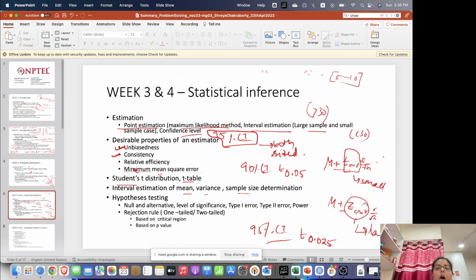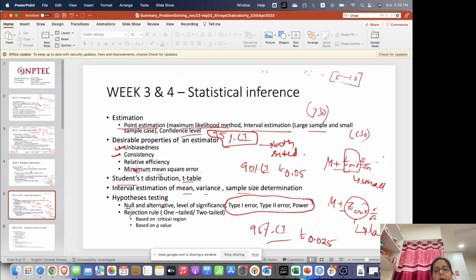Also, we learnt about hypothesis testing, what is null, what is alternative, what we mean by a level of significance. The important thing here is the type 1 and type 2 errors and power. So type 2 error and power are related. 1 minus type 2 error is my power, and the goal here is to maximize the power, keeping the level of significance at a constant level.